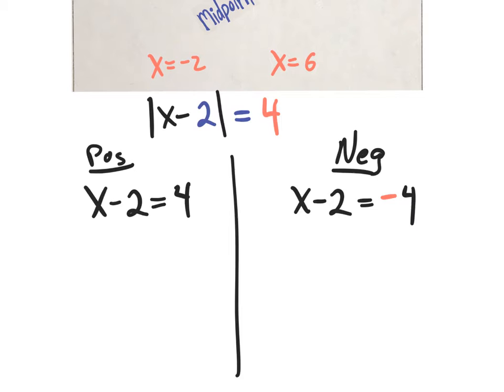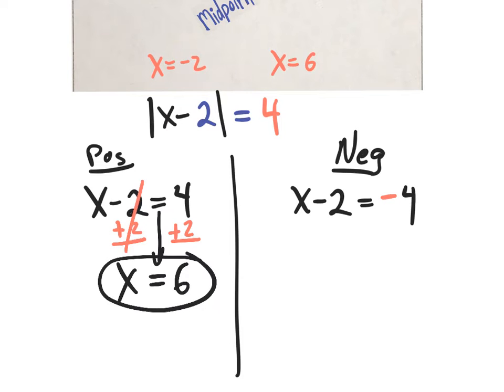Let's solve this one by adding 2 and adding 2. So your x comes down, your equals comes straight down, right? And 4 plus 2 is 6. That is your answer, x equals 6. Let's do the negative situation one. Plus 2 cancels, plus 2. -4 plus 2 is -2. Equal sign comes down, x comes down, x equals -2.